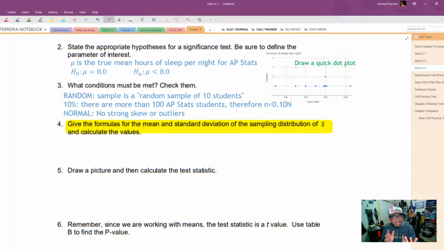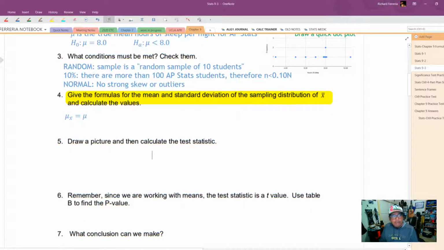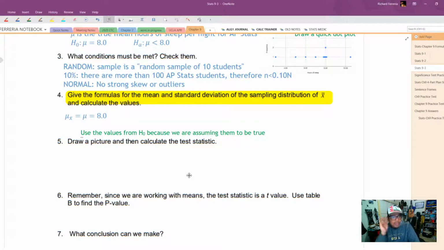So that said, let's go on to number 4, which is give the formulas for the mean and standard deviation for a sampling distribution of x bar. Mu of x bar is just mu, which is 8.0, which brings up the other thing: you want to use the values from H naught because you are assuming that H naught is true. So if you're assuming H naught is true, you're assuming that mu is equal to 8.0, which means you are assuming that mu of x bar is 8.0.